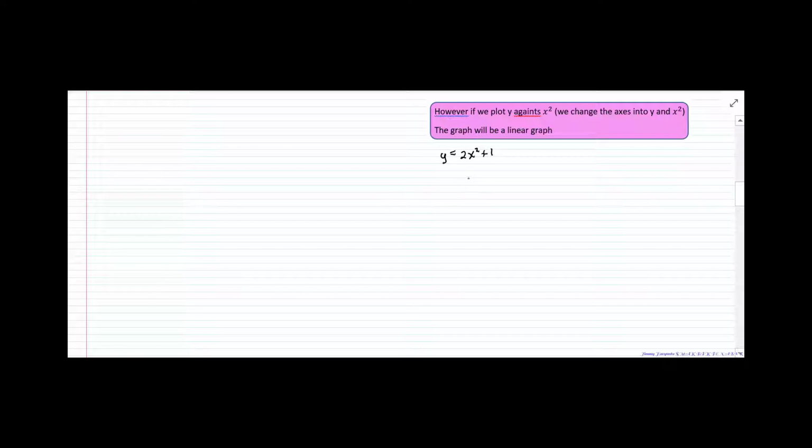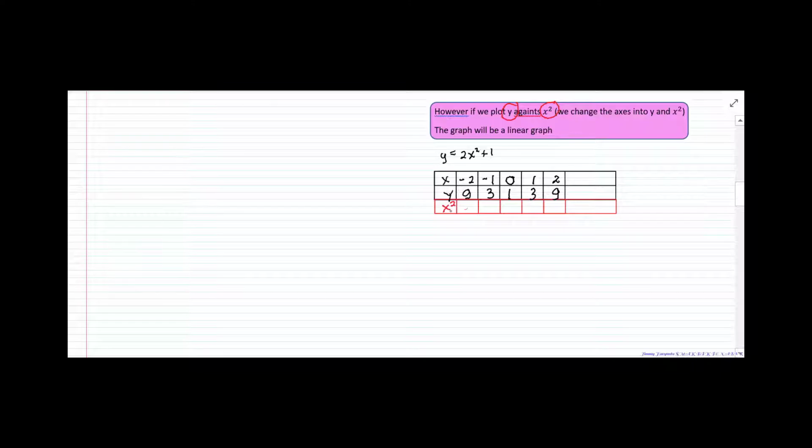As usual, to draw it, we have to create a table. Let's create the table first. I will copy the table from the top. There you go. I have the copy of the table, but this time we will plot y against x squared. So we need the x squared table. We create one more table for the x squared. I make one again at the bottom, and I write x squared right here.